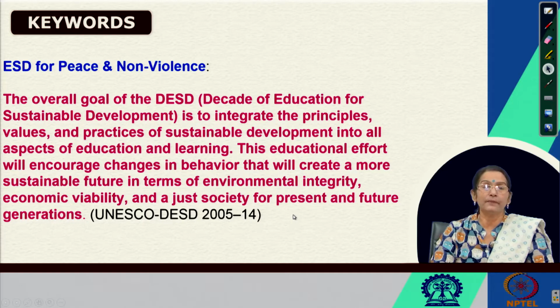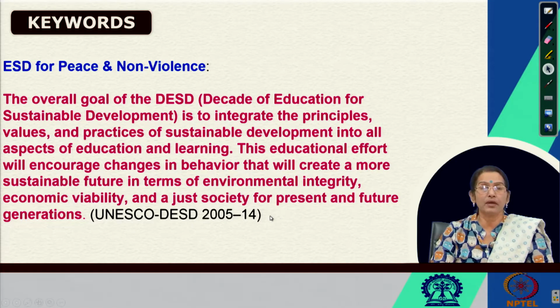So, starting from the educational ecosystem, environmental factors, to teacher training, to curriculum, to content, these concepts have already been highlighted, but now we are just reiterating them, that means applying them again and again. The educational effort will encourage changes in behavior that will create a more sustainable future in terms of environmental integrity, economic viability and a just society for the present and the future.